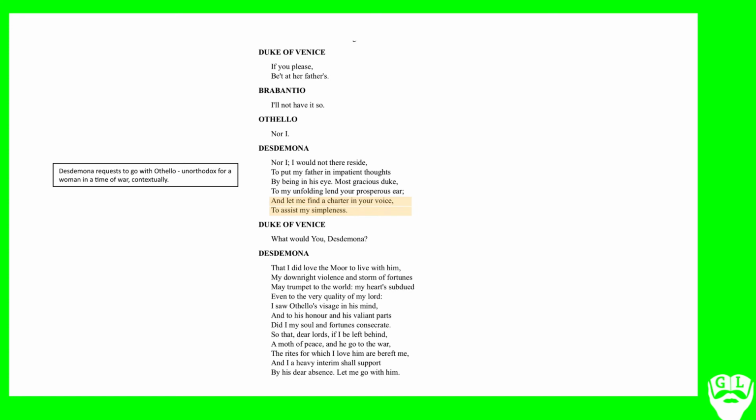She persuades the Venetian state that she wishes to stay with him: "to his honour and his valiant parts did my soul and fortunes consecrate." Desdemona is too intertwined spiritually with Othello to leave him.